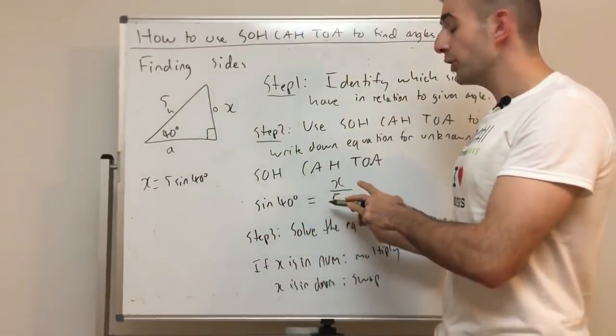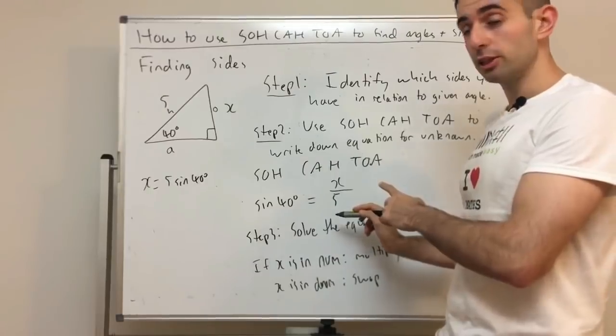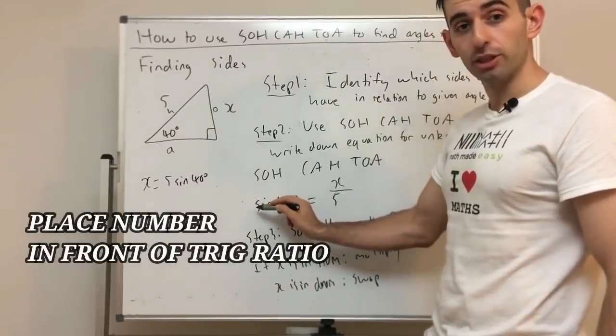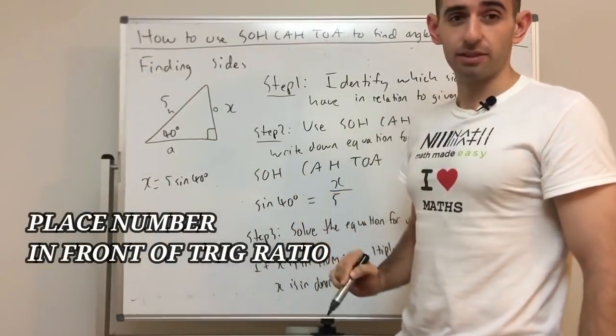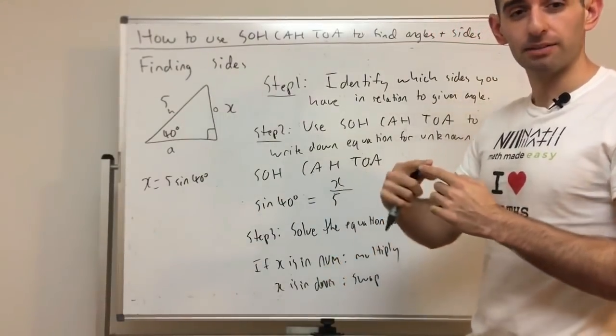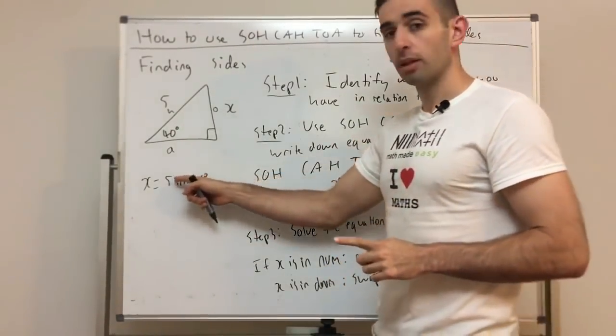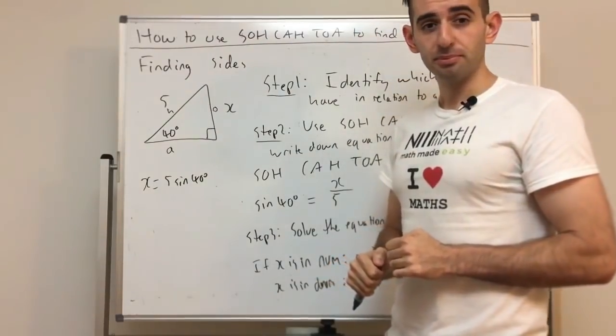Now note, when you're timesing numbers over with trig ratios, place the number in front of the trig ratio. It's very confusing to put it after the 40 degrees because you might think it's a part of the degrees. So always put the number in front of the trig ratio.